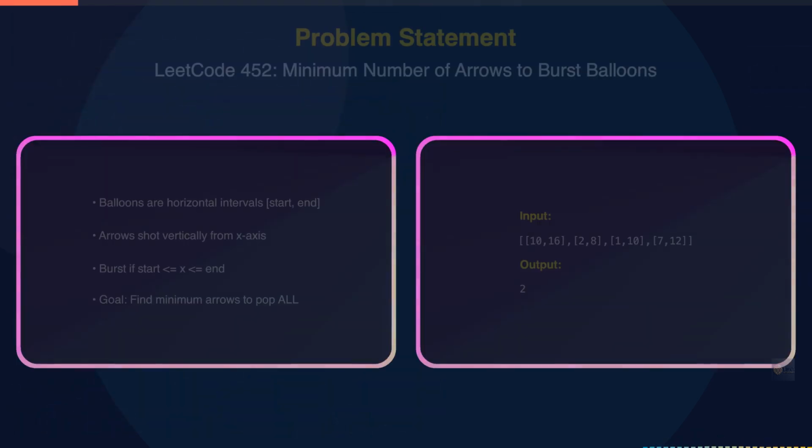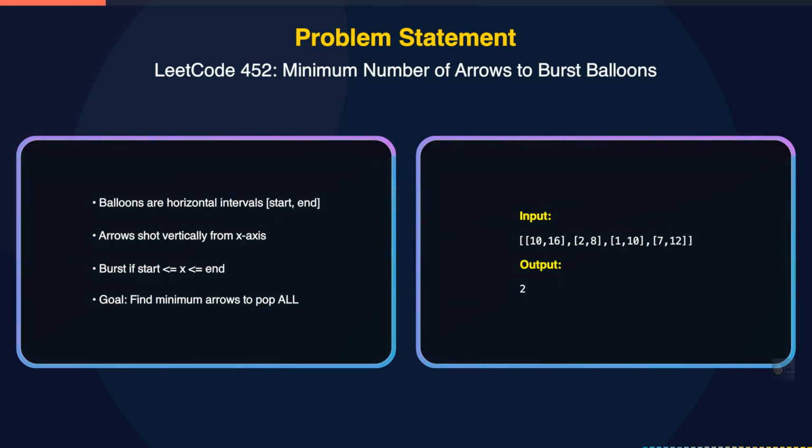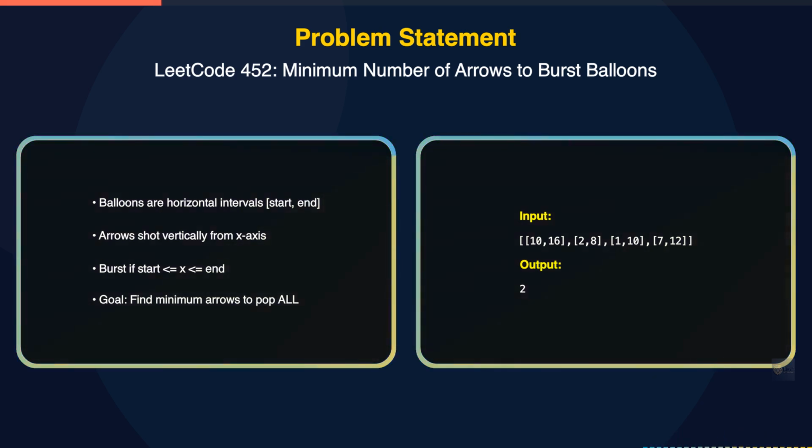Let's look at the problem statement. We are given an array of points, where each point represents the start and end coordinates of a balloon on a flat wall. We can shoot arrows vertically from any point on the x-axis. An arrow shot at coordinate x bursts all balloons where the x-coordinate is between their start and end. Our goal? Find the minimum number of arrows needed to pop every single balloon.